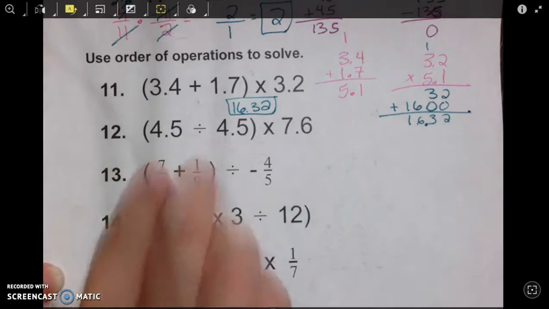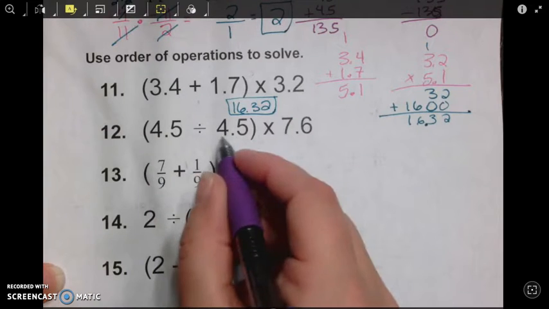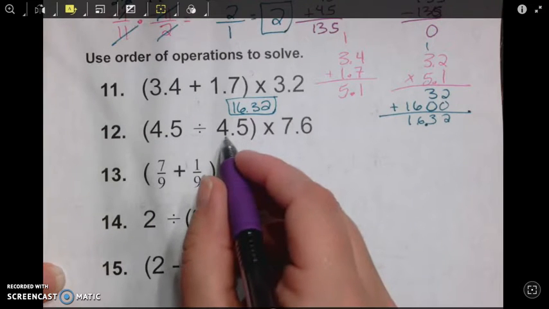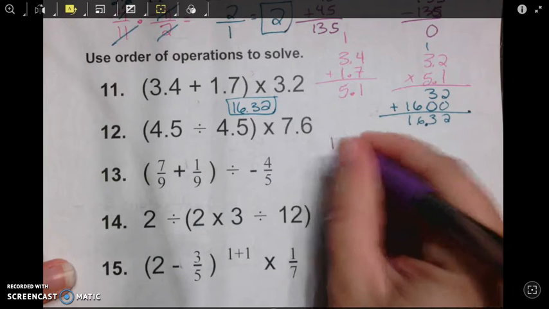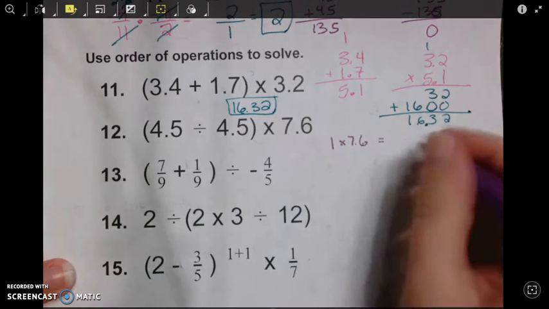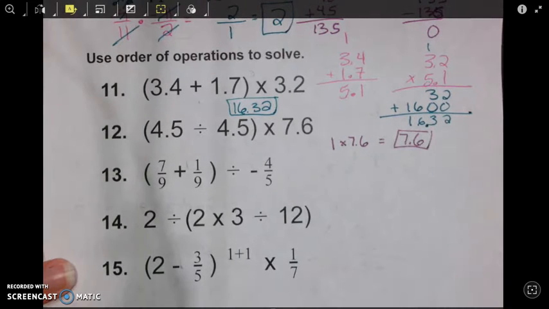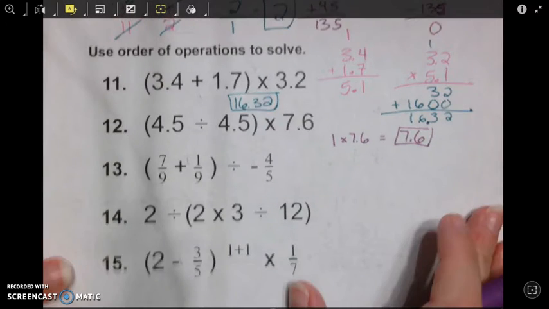Okay, so parentheses first here in 12. 4.5 divided by 4.5, those are the same number. So anything divided by itself is just 1. So it's 1 times 7.6. And anything times 1 is just itself. So our answer here is 7.6. They're all positive, so I have a positive for my answer.